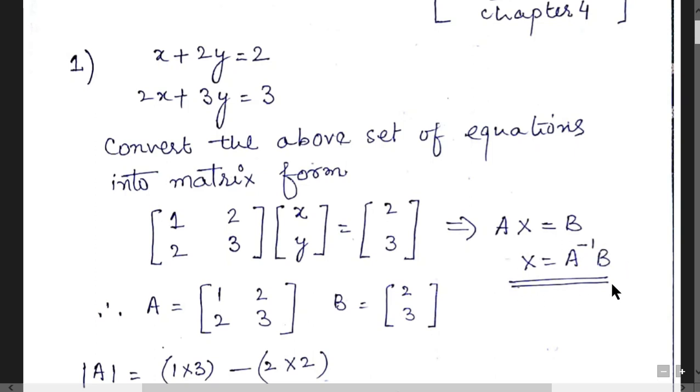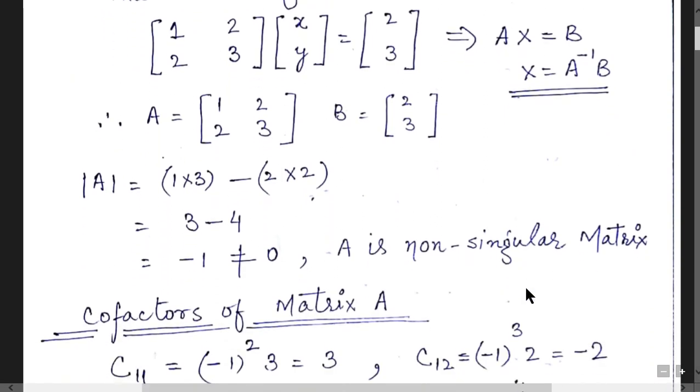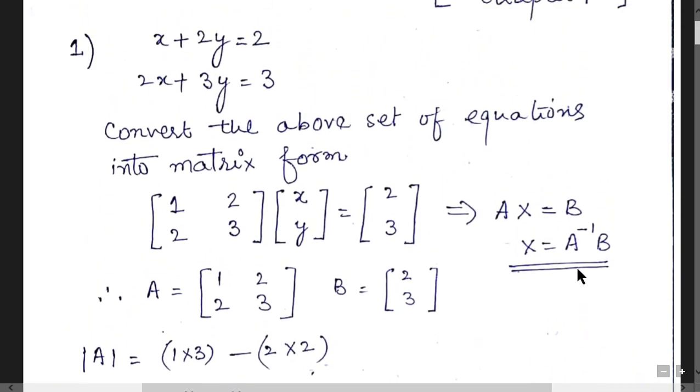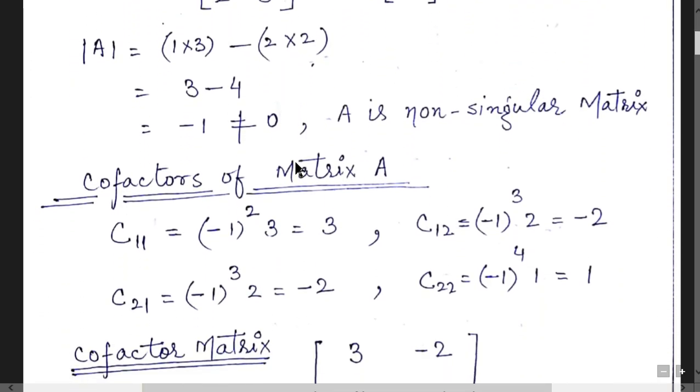Now when can we calculate the inverse of this matrix? It is possible if it is non-singular. 1, 2, 2, 3, this one is the matrix, then calculate the determinant. Minus 1 is not equal to 0, it means A is a non-singular matrix. It means the set of equations is consistent. It means you can find out the answer.